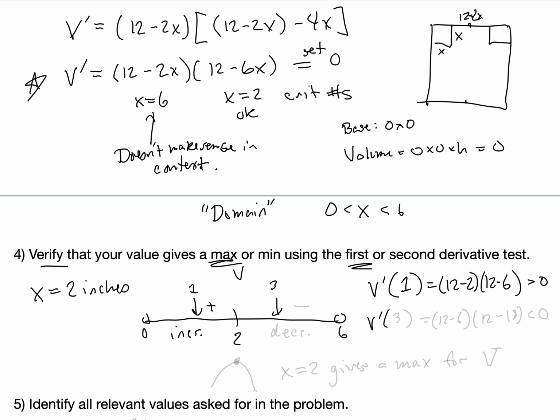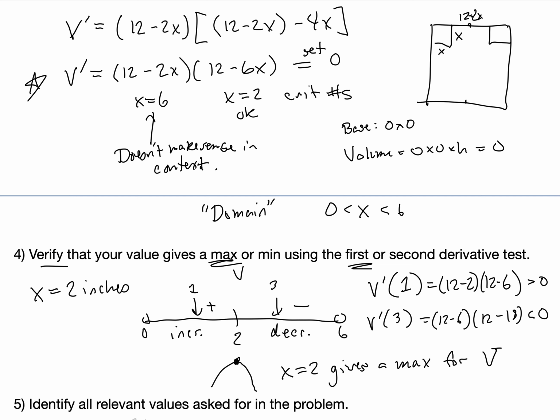When we take v prime of 3, that's 12 minus 2 times 3 times 12 minus 6 times 3, 12 minus 18. So 12 minus 6, positive, 12 minus 18, negative. So this would be negative. This would be negative in the interval from 2 to 6. And so we are decreasing over this interval. And that tells us that the function is increasing and then decreasing. And it changes at x equals 2. So yes, x equals 2 gives a maximum for the volume.